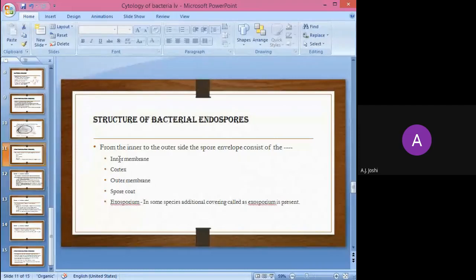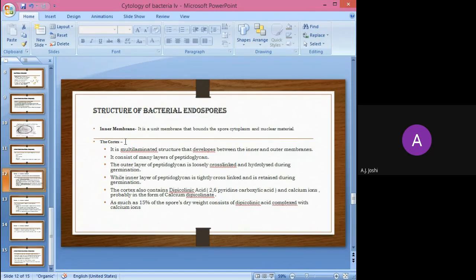To the outer side, the spore envelope consists of inner membrane, cortex, outer membrane, spore coat, and exosporium. So this is the order from inner side to outer side. When you read the book Prescott, they have given the sequence from exosporium to the inner. But for our understanding, it will be more helpful, so I have made this order, starting from the inner to the outer side: inner membrane, cortex, outer membrane, spore coat, and the exosporium.